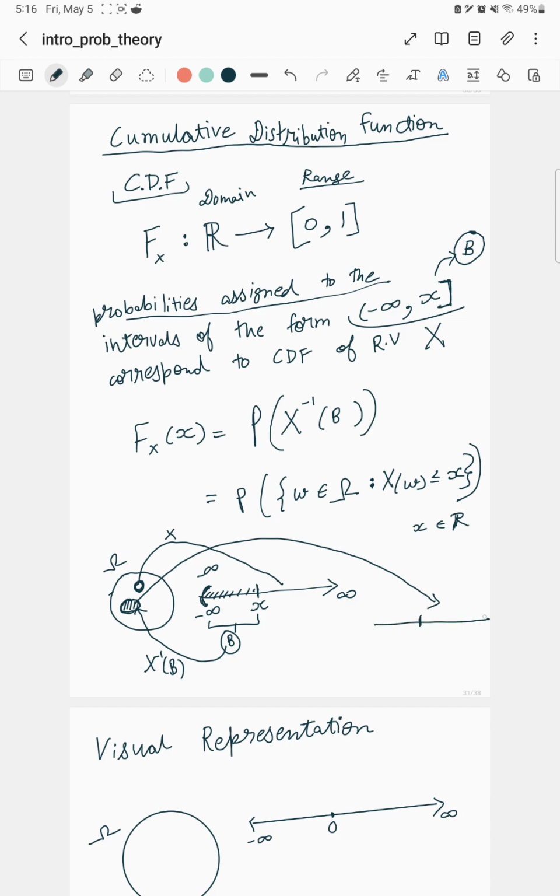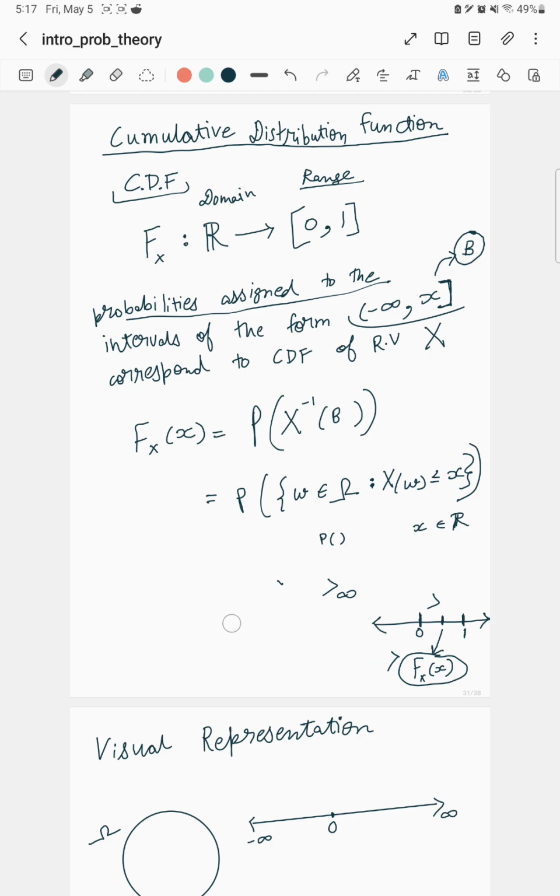and measure what probability it corresponds to. We know that the probability measure P will only map from 0 to 1. So this will map to some value here, and this value is F of X of small x. As this small x changes, this value here would also change. So this is the visual representation of the cumulative distribution function.